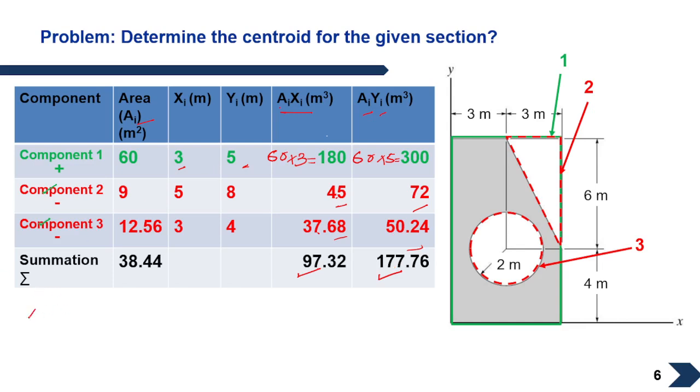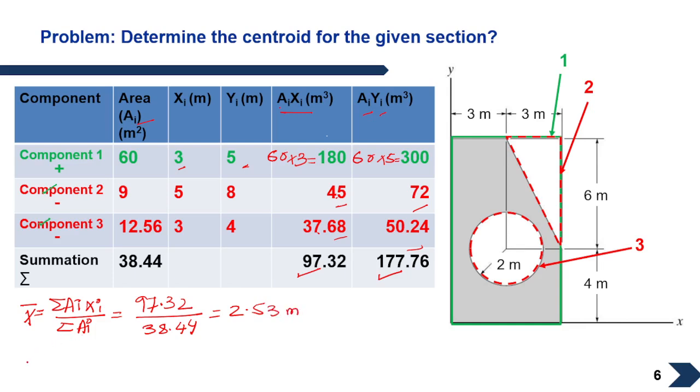So what will be x bar? x bar will be equal to sigma Ai xi divided by sigma Ai. Sigma Ai xi is this 97.32, divided by 38.44. So this will give you the value as 2.53.